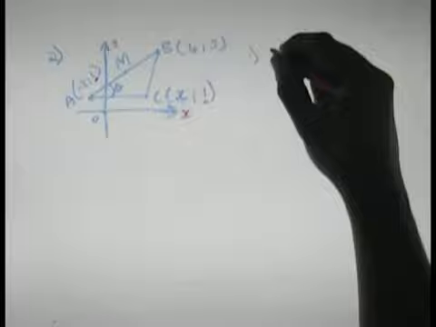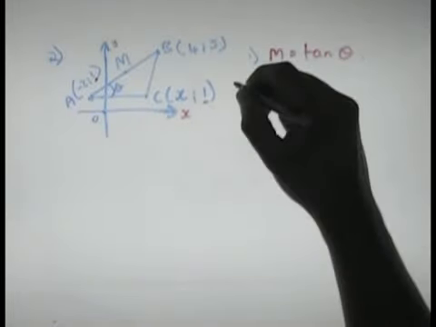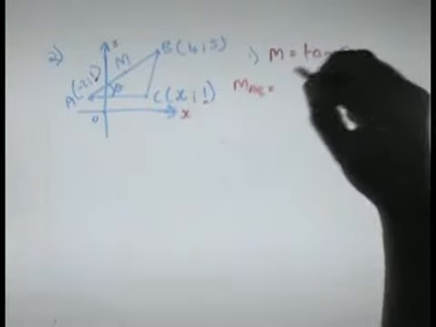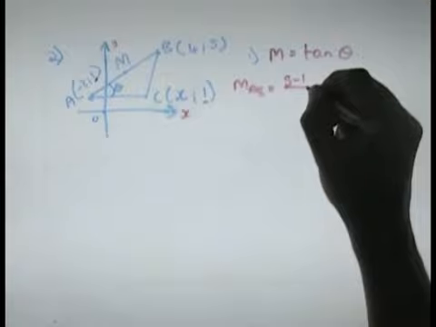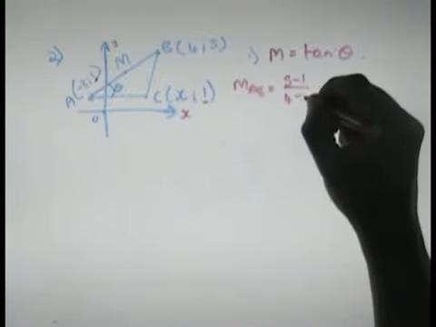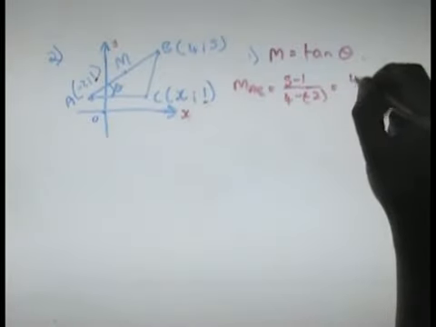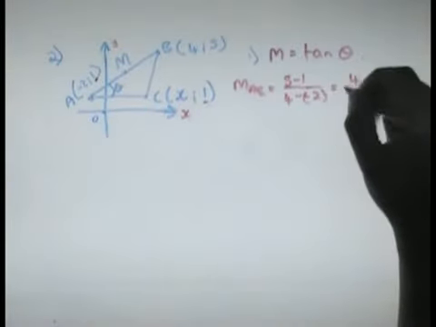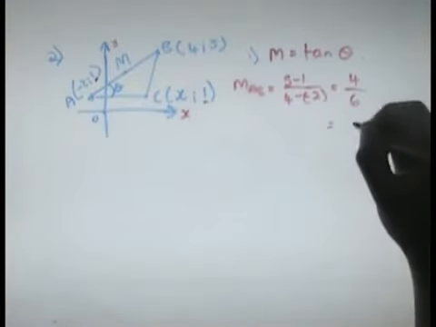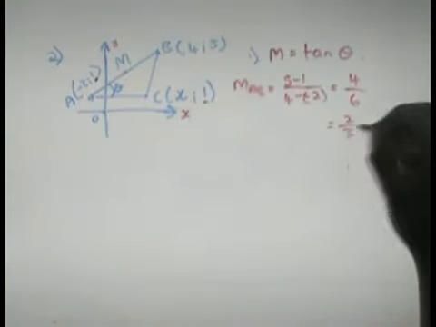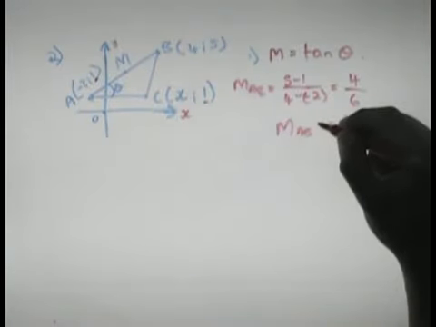Now theta, remember that m is equal to tan of theta. M of AB is equal to y2 minus y1, which is 5 minus 1, over x2 minus x1, which is 4 minus minus 2, which is equal to 5 minus 1 is 4, 4 minus minus 2 is equal to positive 6, because that's 4 plus 2, which is the same as 2 over 3. That is my gradient of AB.